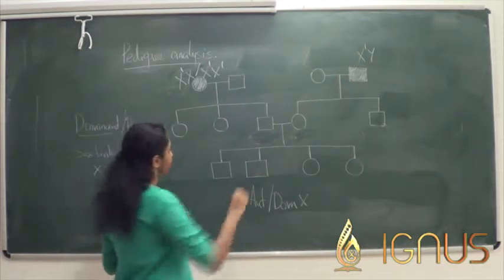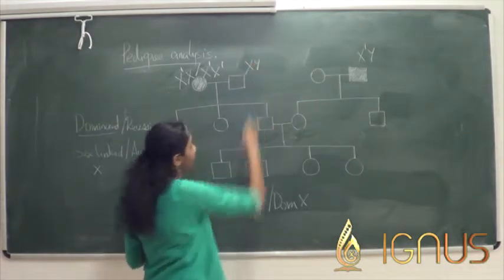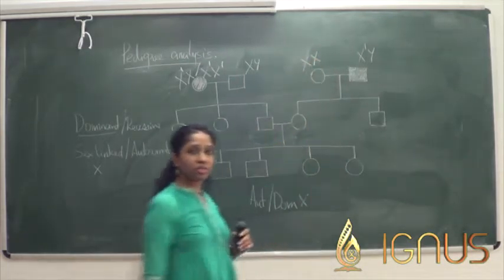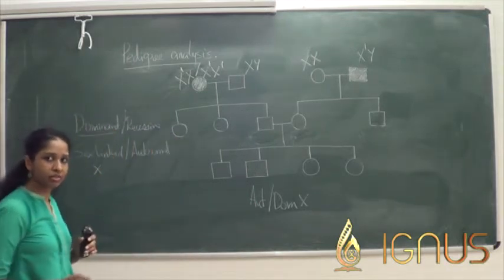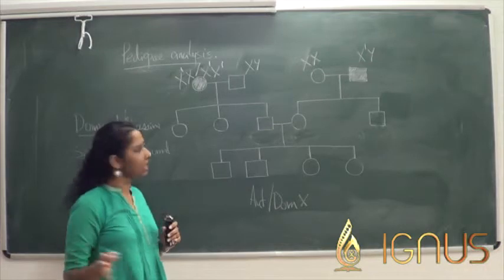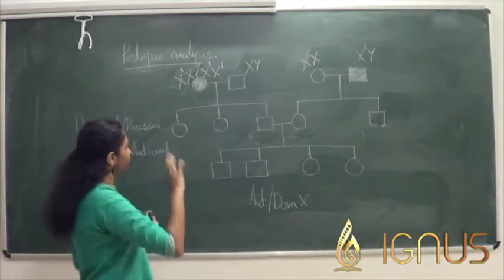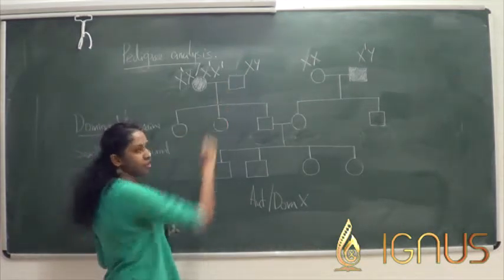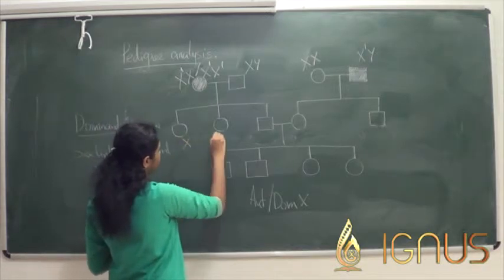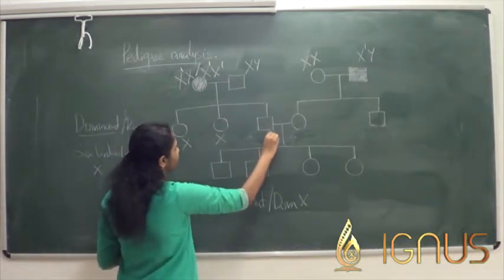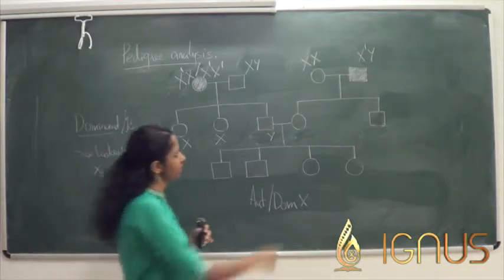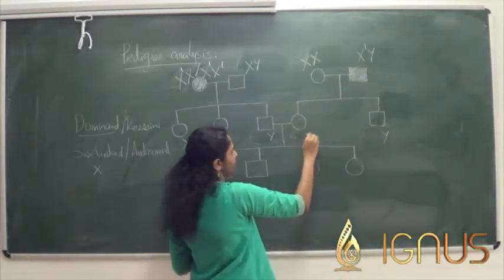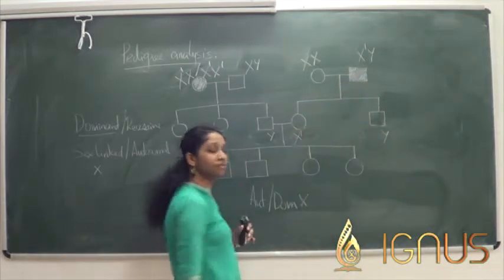The male here is not affected, so he is going to have a normal X chromosome with a Y. The female here is not affected, so she is going to have a normal X chromosome. Let's assume that she is not a carrier for this example. She can even be a carrier, but let's assume that she is not. Now, inheritance pattern. The females are going to get the X from the father, correct? And the male is going to get the Y from the father. The same here. The male is going to get the Y from the father and the female is going to get the X from the father.